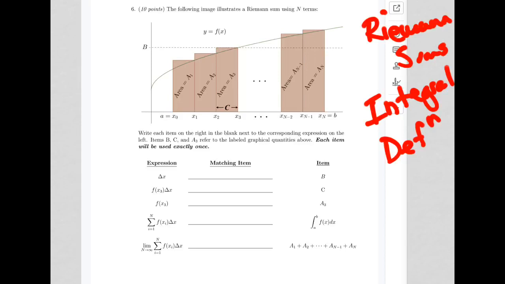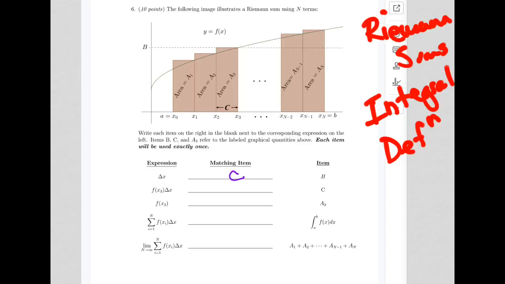And so this is just what is a Riemann sum. So let's start with delta x. And so delta x, you need to be thinking it's the width of the rectangle. And so if we're looking at this, the width of the rectangle is represented with C. And so this would be C.